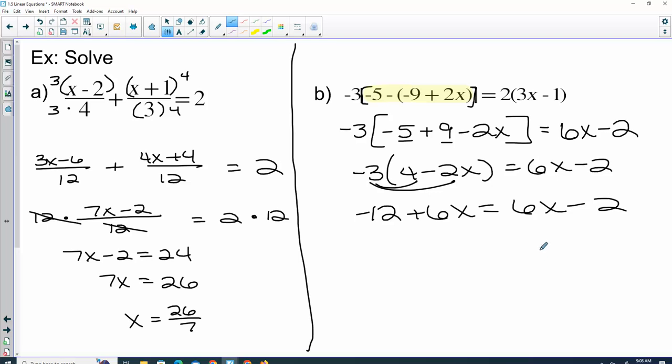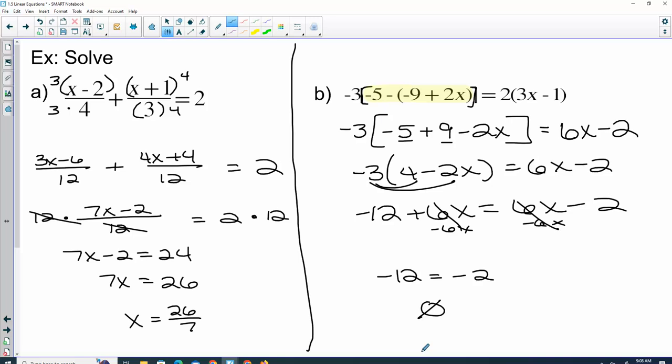So far, so good? What happens if I am trying to move this 6x over? They cancel out, and I'm left with negative 12 equals negative 2. No solution.